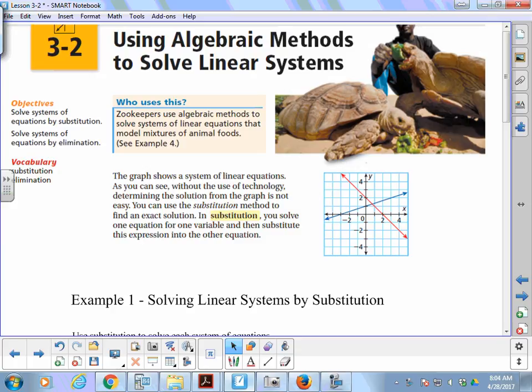Today then we're going to continue working with systems of linear equations, and we're going to solve them by hand today. So instead of graphing them, we're going to do them algebraically. And so we've got two methods for doing that. One is substitution and the other is elimination.